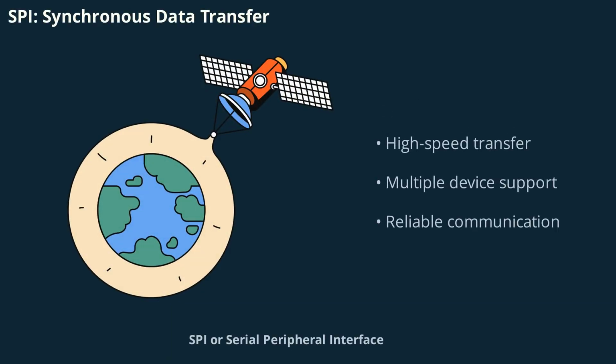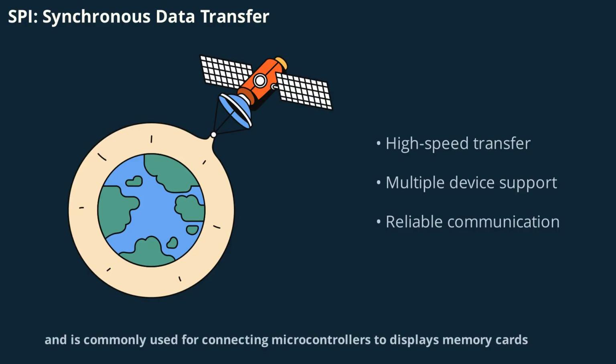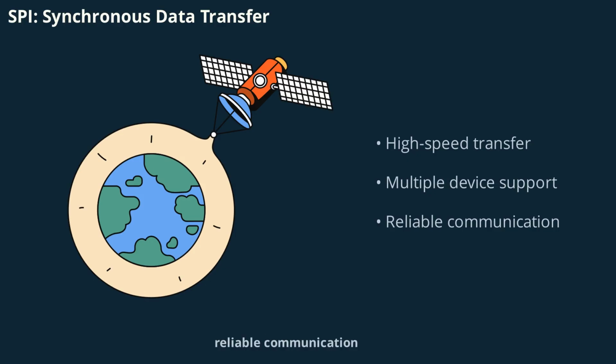SPI, or Serial Peripheral Interface, is a synchronous communication protocol that uses separate lines for clock, data in, data out, and chip select. SPI is known for its high-speed data transfer and is commonly used for connecting microcontrollers to displays, memory cards, and sensors. Its straightforward design makes it a favorite for applications requiring fast, reliable communication.